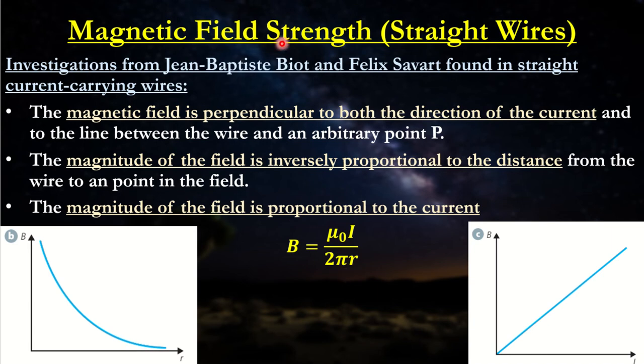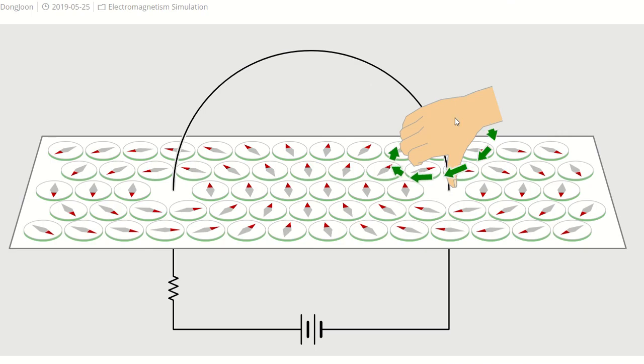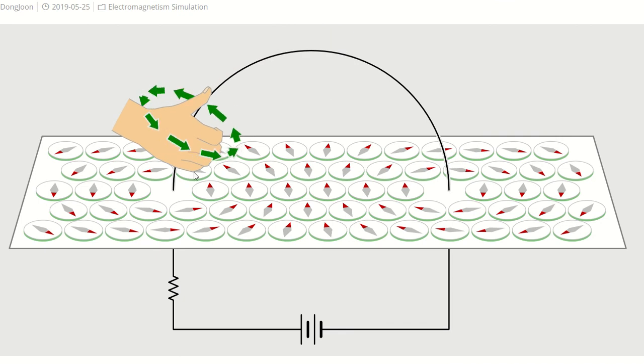What do I mean by radial? I mean circular. So you can see that the magnetic field that we're generating around the wire, they're all rotating in a circular motion. So that's where the 2 pi r comes from.